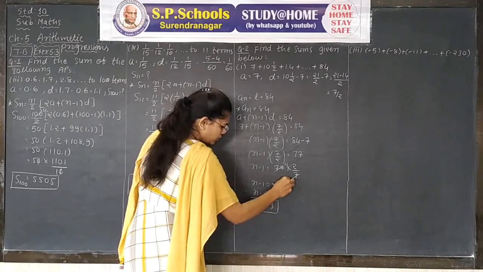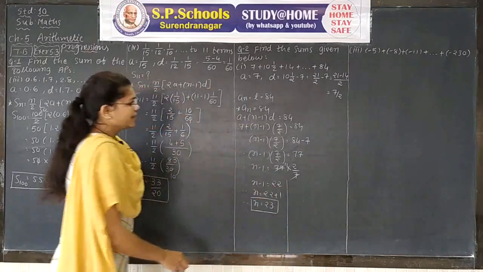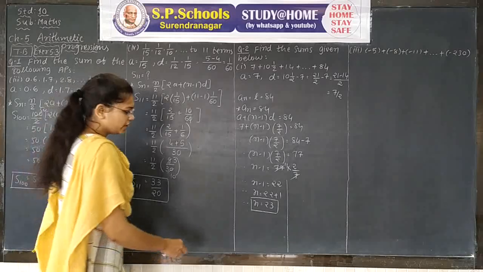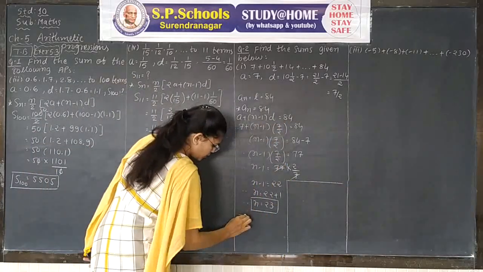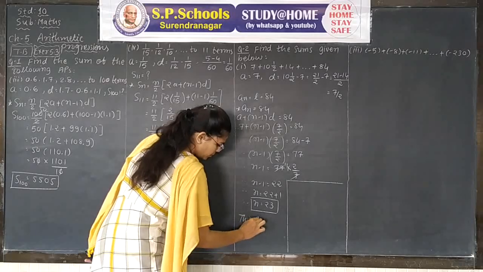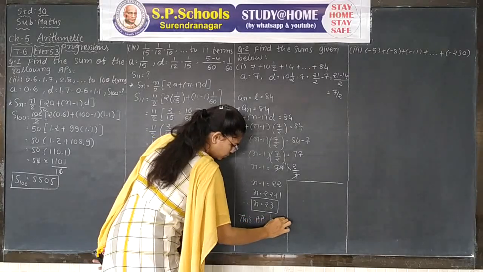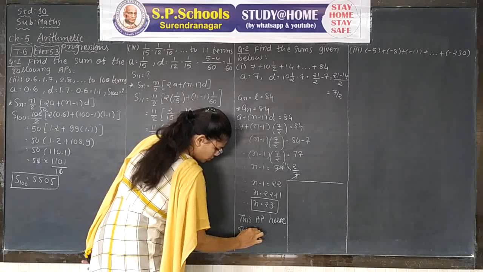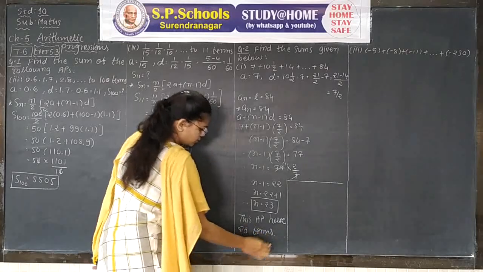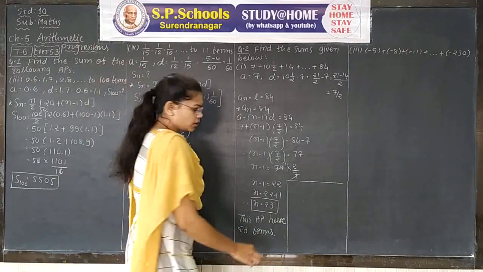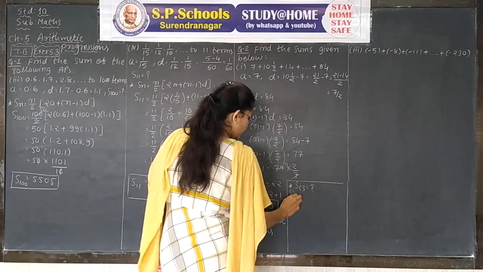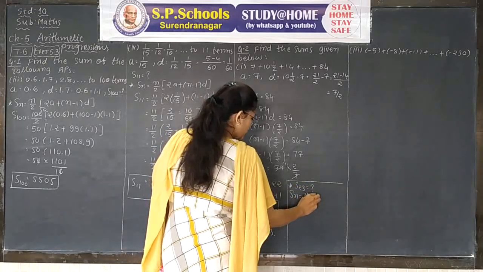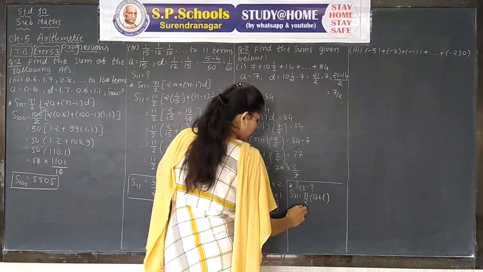Here n is equal to 23, which means this AP has 23 terms. Now to find the sum of 23 terms, we use the short formula. Sn is equal to n upon 2 into bracket (a plus l).